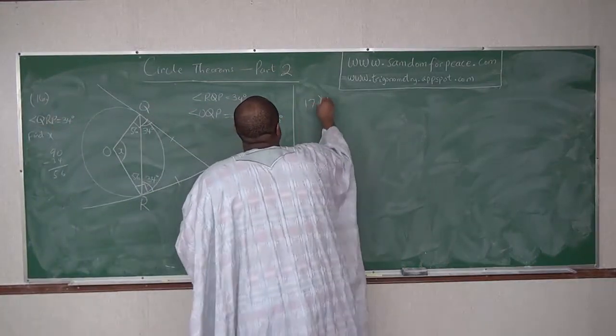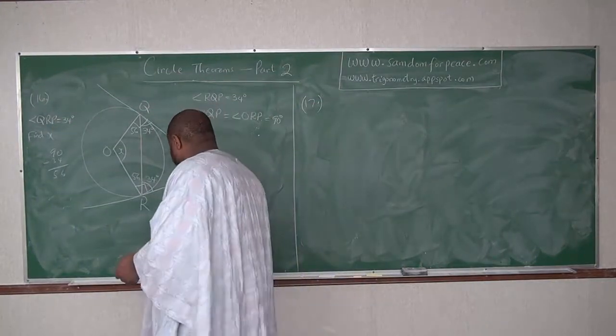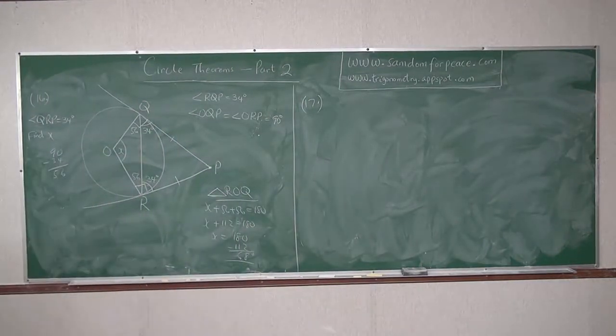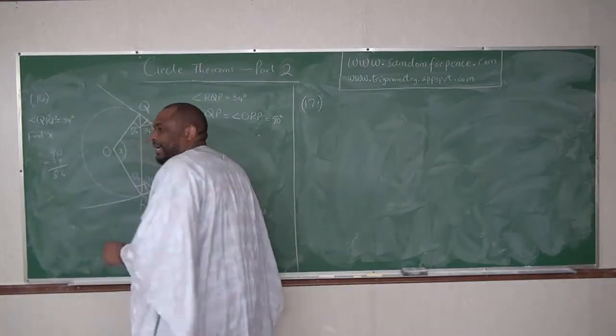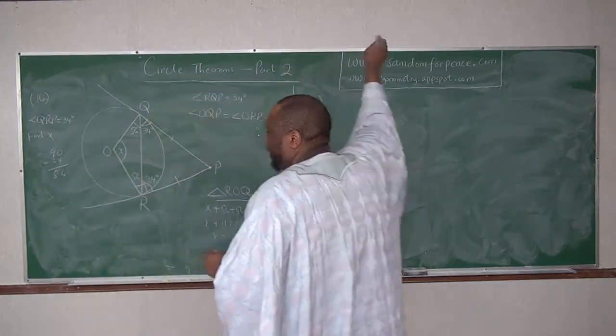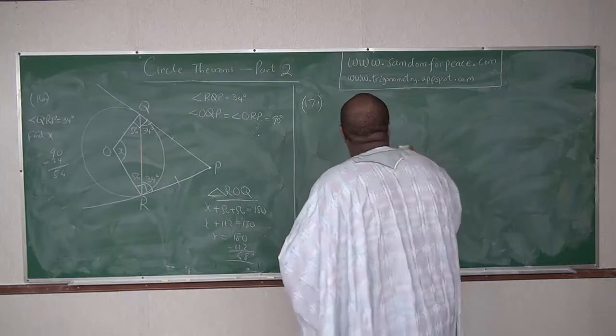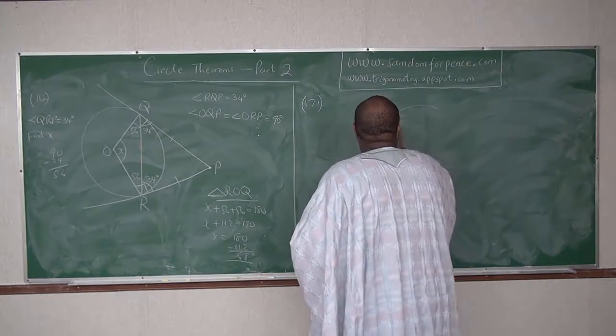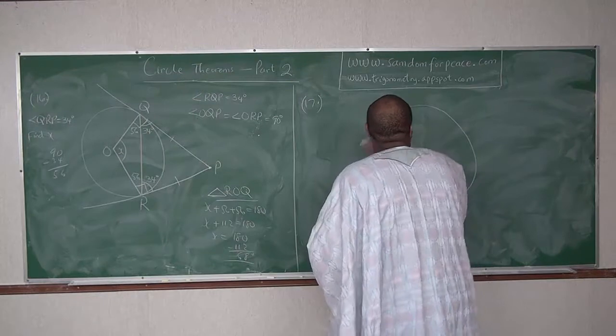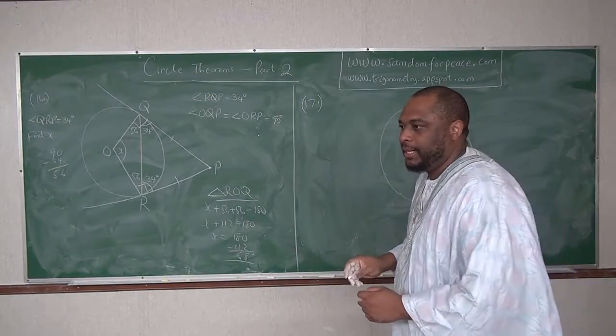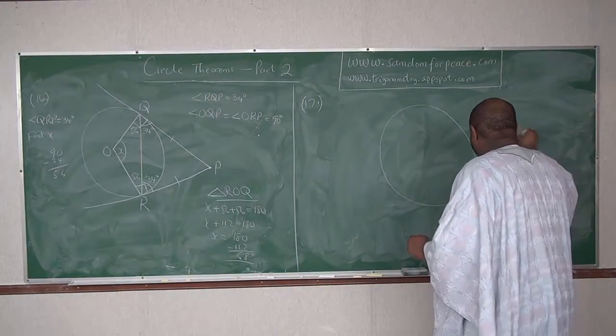Question 17. Don't worry, we are getting there. Question 17 is CSEC. Okay, let's draw this circle. So we have a tangent.